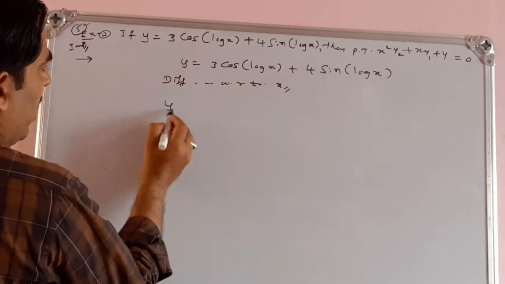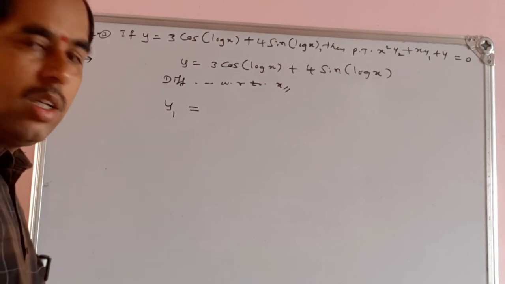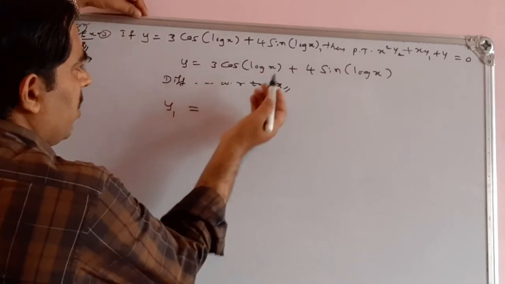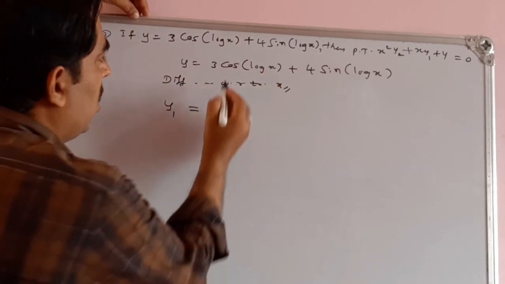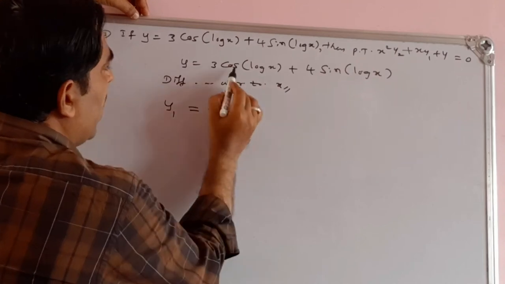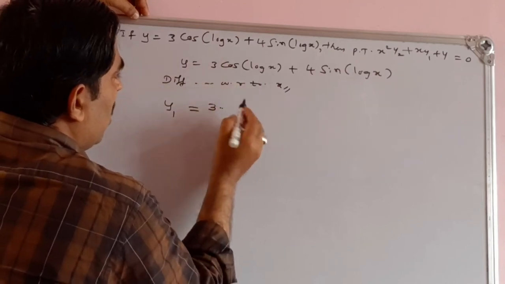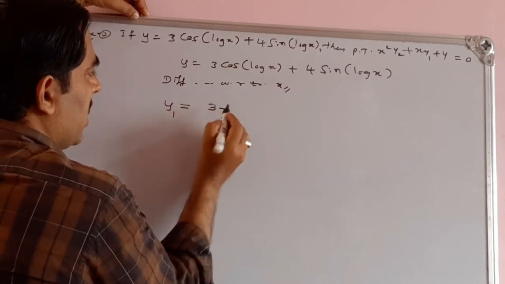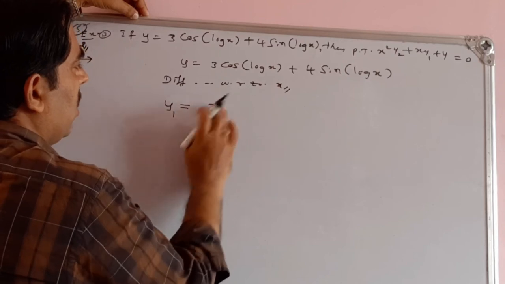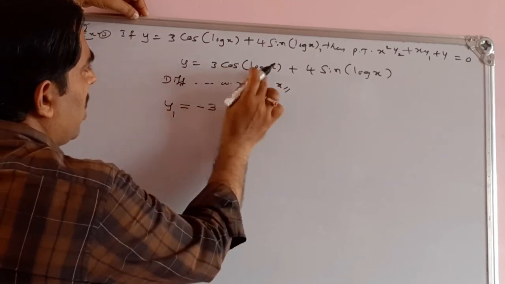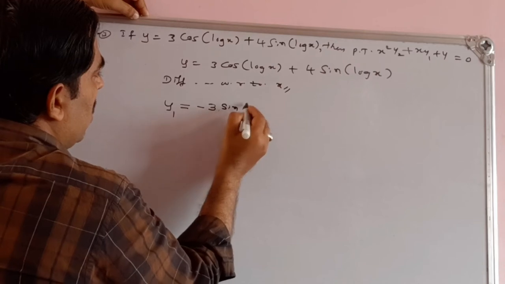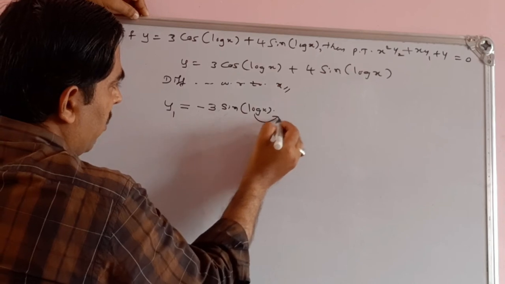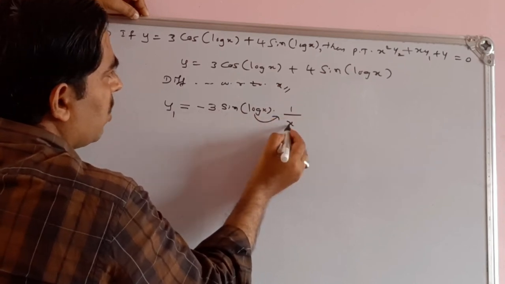Differentiating y, what will I get? y1 on the left hand side, no problem. On the right hand side, 3 cos log x is a function of a function, so we have to use the chain rule. We write 3 as it is. Derivative of cos x is minus sin x. That minus is a coefficient, so I write the minus here. Derivative of cos x is minus sin x, that is minus sin of log x into derivative of log x, which is 1 by x. This is the chain rule.